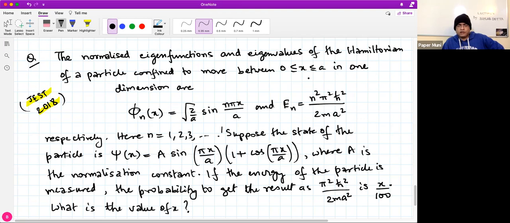The width is given to you, 0 to a, and in this case the wave function which is given to you does not match with the general wave function we know. So that means the given wave function is a superposition state, which can be split into the known eigenfunctions. So let's see how to do it.